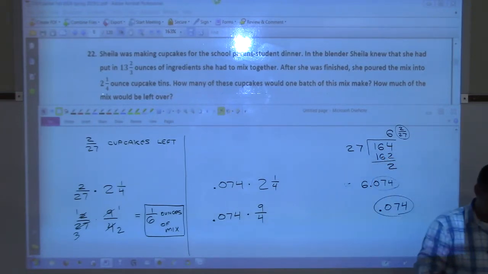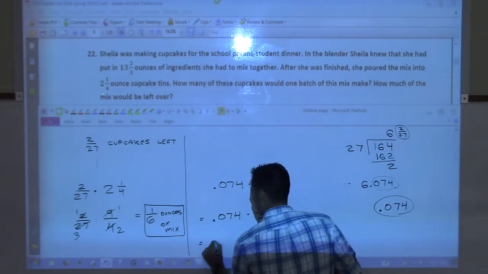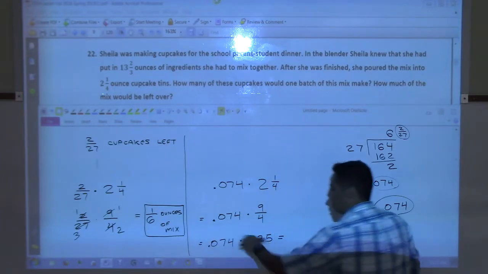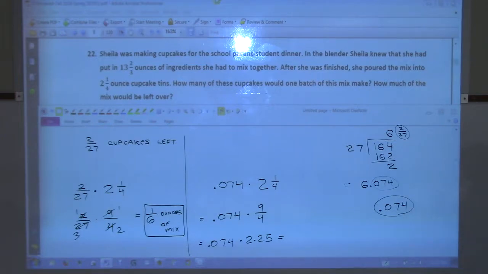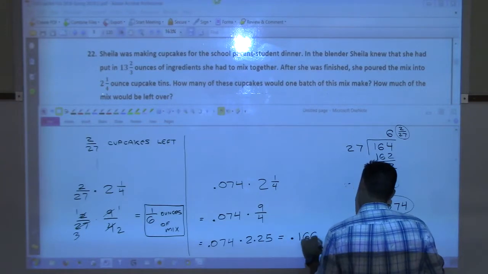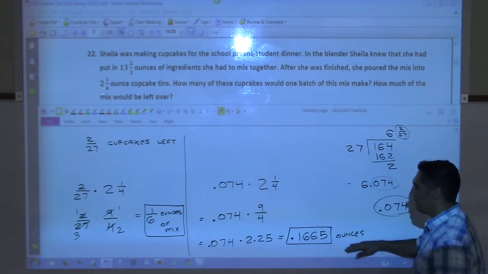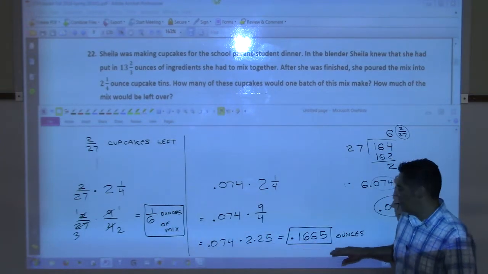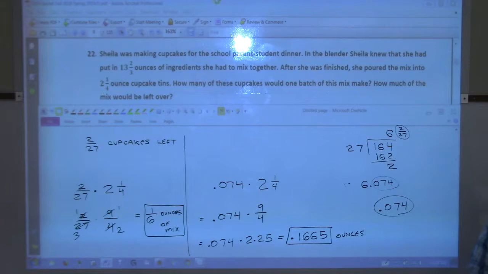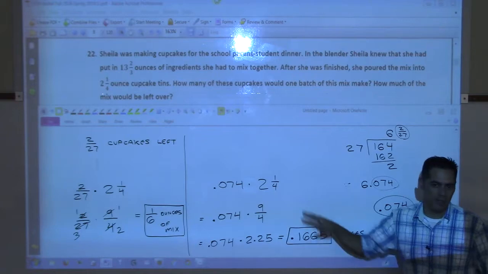Do that. Right? You get 2.25. And then multiply that times 0.074. And you should get something like 0.1665, something like that. And this would be how many ounces you have left. Both of these answers are correct, all right? The reason they're the same, just look at that, do that on your calculator, 1 divided by 6. And you're gonna get 0.166. There's a little bit of rounding error, but this is sufficient.